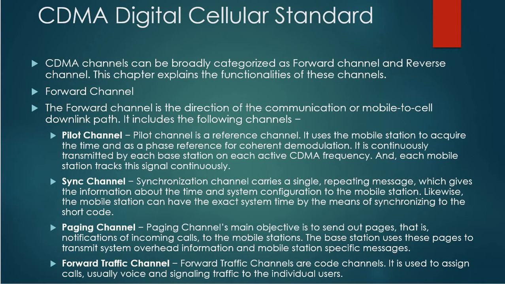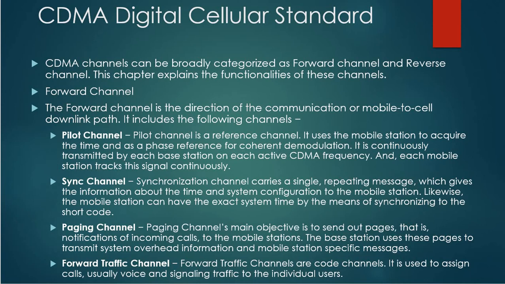Then the next one is the synchronization channel. Synchronization channels carry a single repeating message which gives the information about the time and the synchronization configurations to the mobile stations. Likewise, the mobile stations can get the exact system time by means of synchronization to the short code. So after the pilot channel is tracked by our mobile station, then it synchronizes with the MS. Okay, it's synchronized.